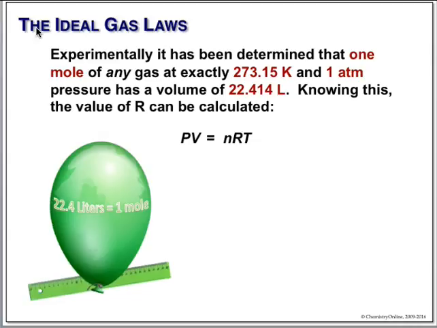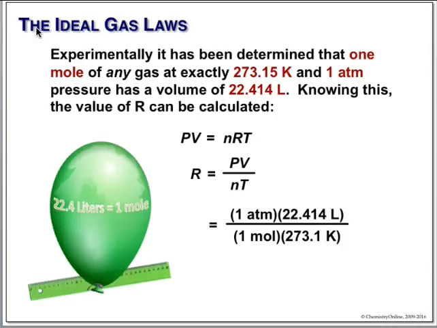So, we know pressure, temperature, and volume. 1 mole, we know our number of moles. If we simply solve for R and plug all these guys in, first thing I hope you notice is that nothing cancels. Nothing cancels, does it? When you do the math, you get the unwieldy number of 0.082057 with a unit of liter atmosphere per mole per Kelvin.